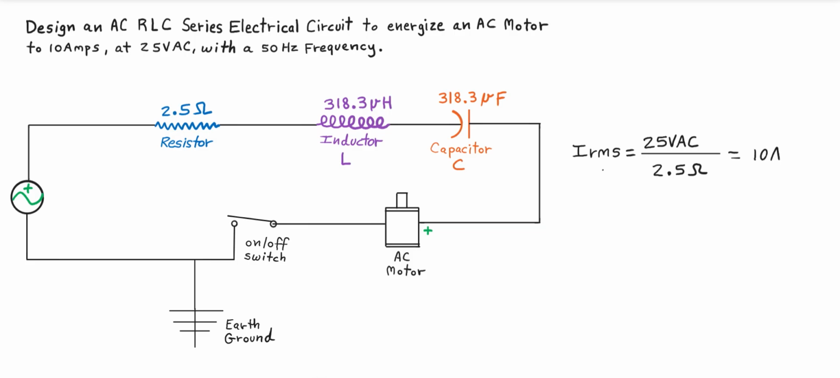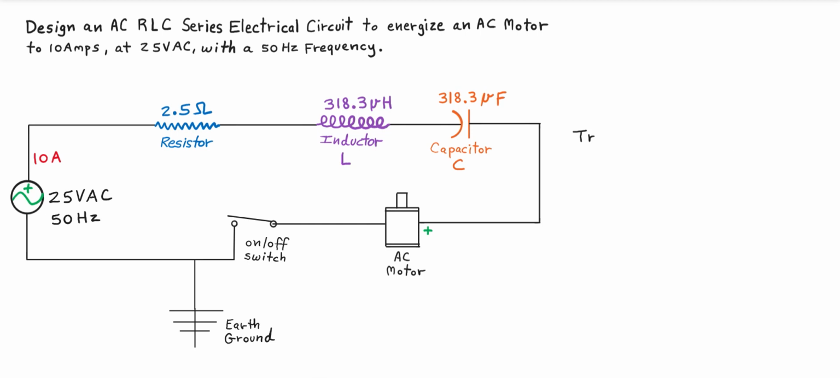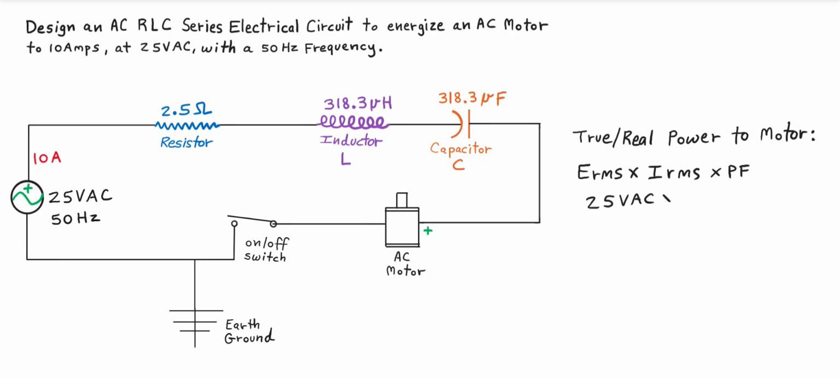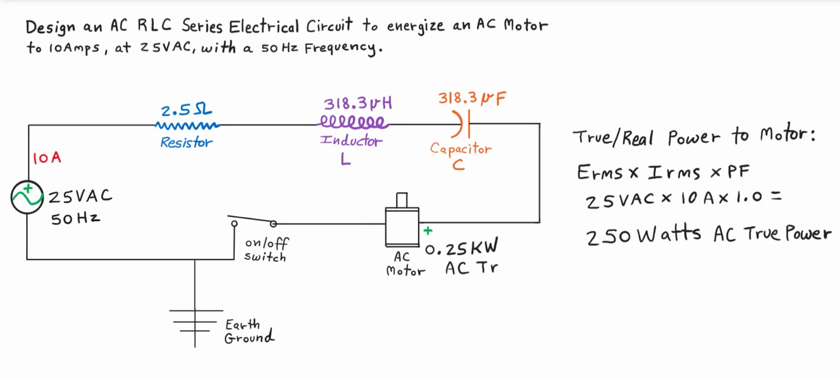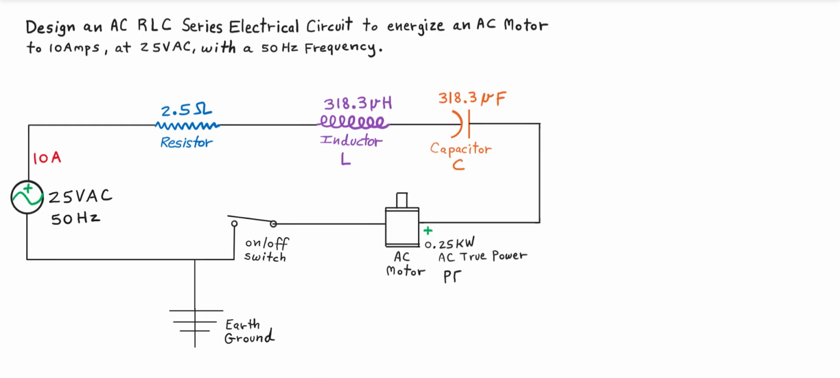So now all we do is divide the RMS voltage into the impedance. We get 10 amps, so that's good there. And then we have the true or real power flowing to the motor, our AC motor, so that's the RMS voltage times the RMS current times the power factor. And we do get 0.25 kilowatts of AC electrical true power. So we'll write that in there. And then we have AC true power and our power factor and our impedance value placed next to the motor. And now we are complete.